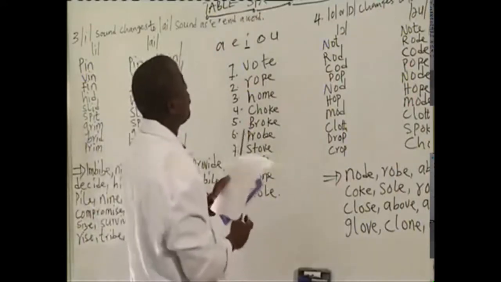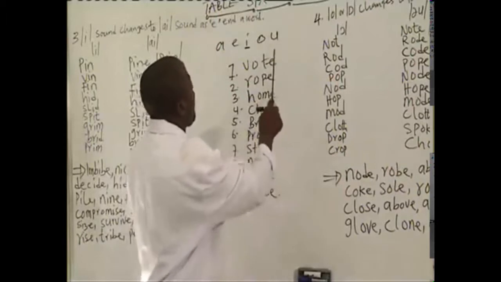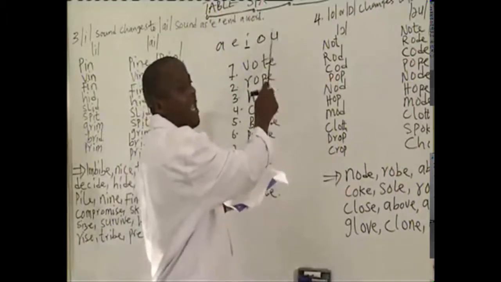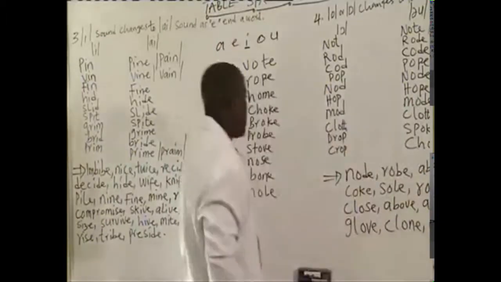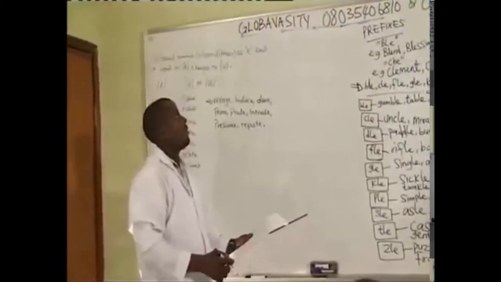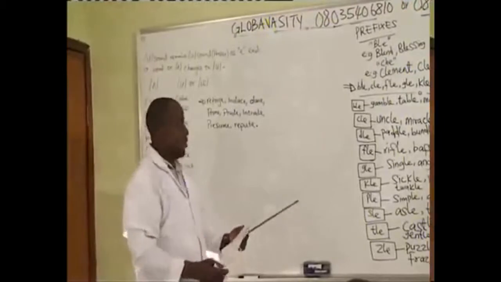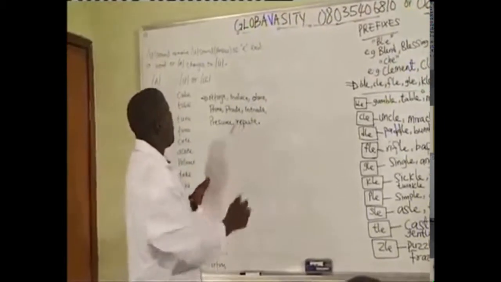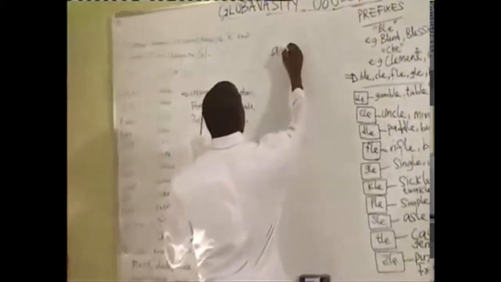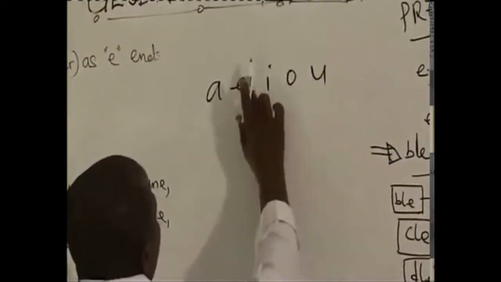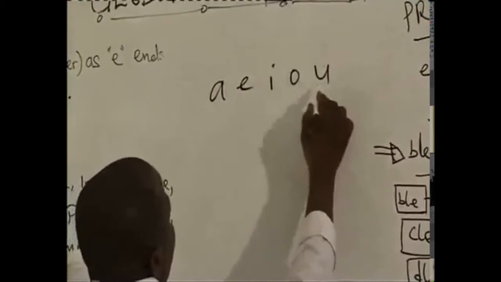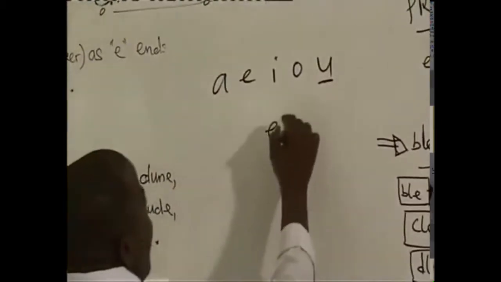So this is number 4. We will talk about what happens to U when E ends a word. Alright. So, continuation of what happens to A, E, I, O, U. As I told you, we have discussed what happens to E, I, O. We have to talk about U. What happens to U when E ends a word? For instance, look at here.